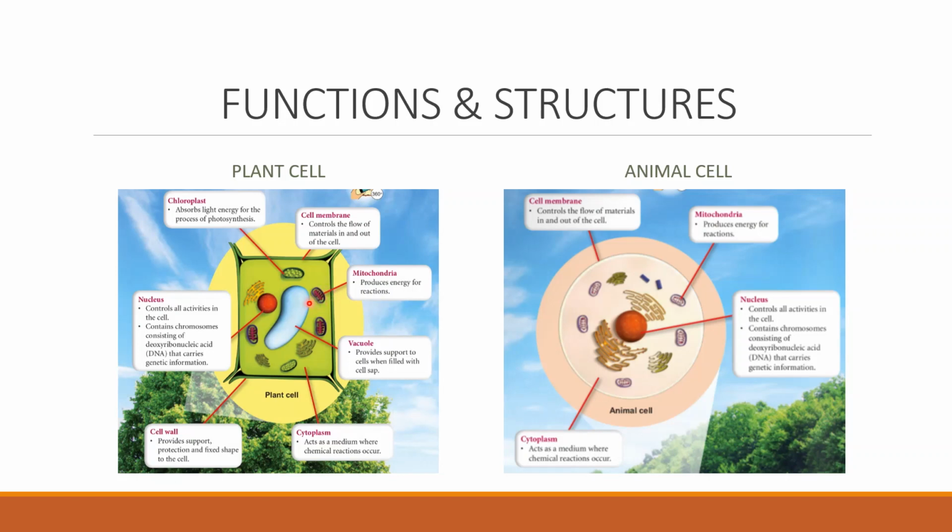There's one membrane outside here, and inside there are folded sacs, folded membrane of everything. So yes, double membrane for mitochondria, and for chloroplast, there are just dots inside. So chloroplast absorbs energy for the process of photosynthesis. Next up we have the vacuole, which is this huge thing in the middle here. The vacuole provides support to cells when filled with cell sap.